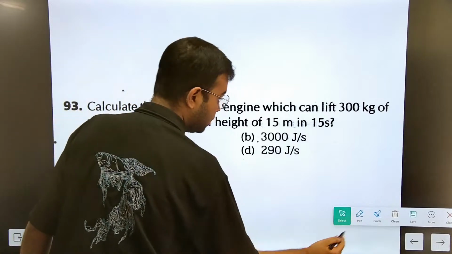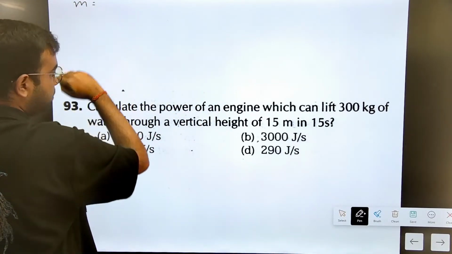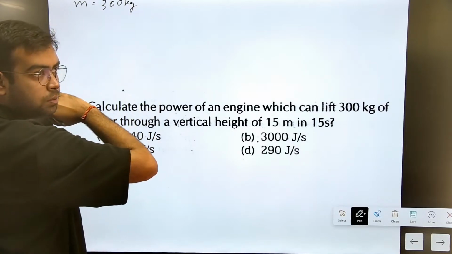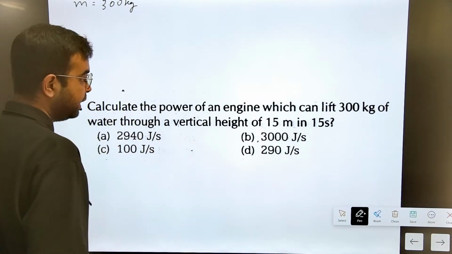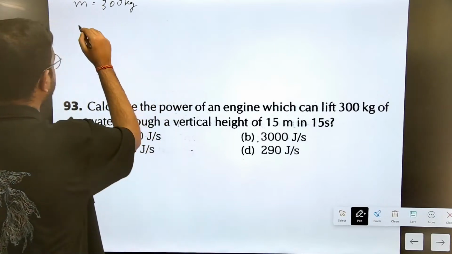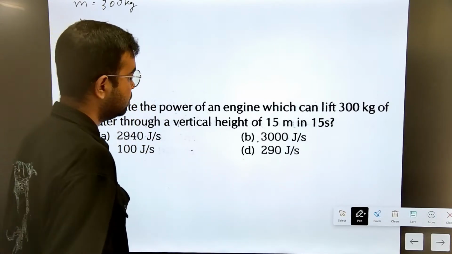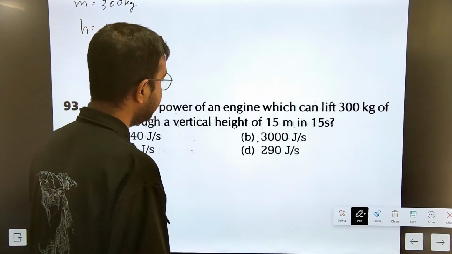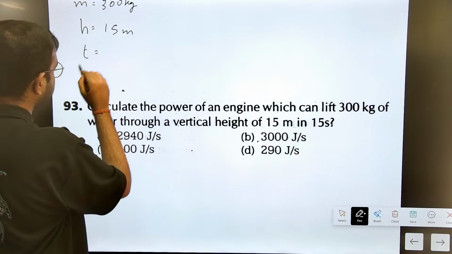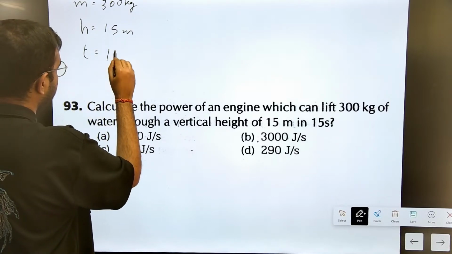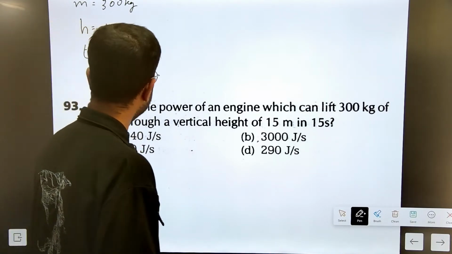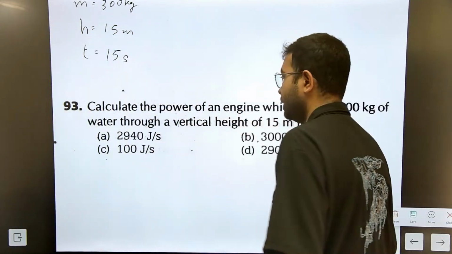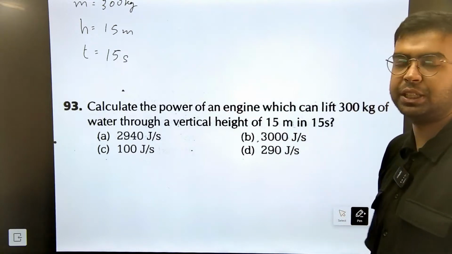So now what do we have in the question with us? We have the mass m, mass is 300 kgs. Okay? We have the height h, 15 meters. Okay? Then we have the time, 15 seconds. Okay? Now what have we been asked to calculate here? We have been asked to calculate power of the engine.